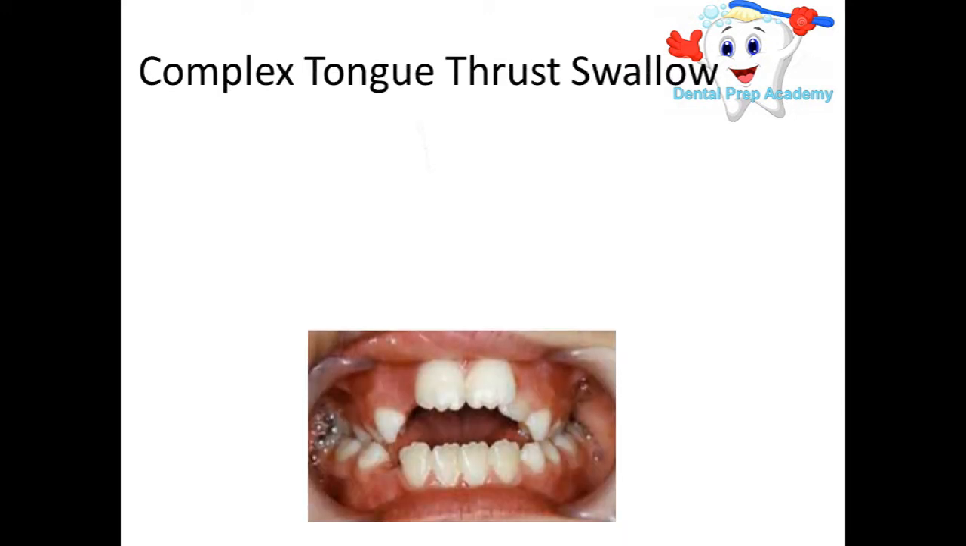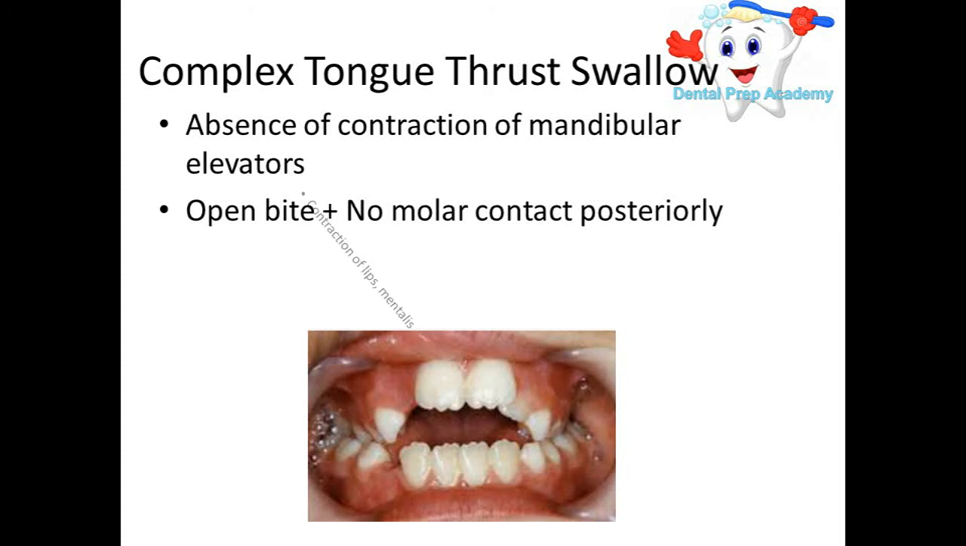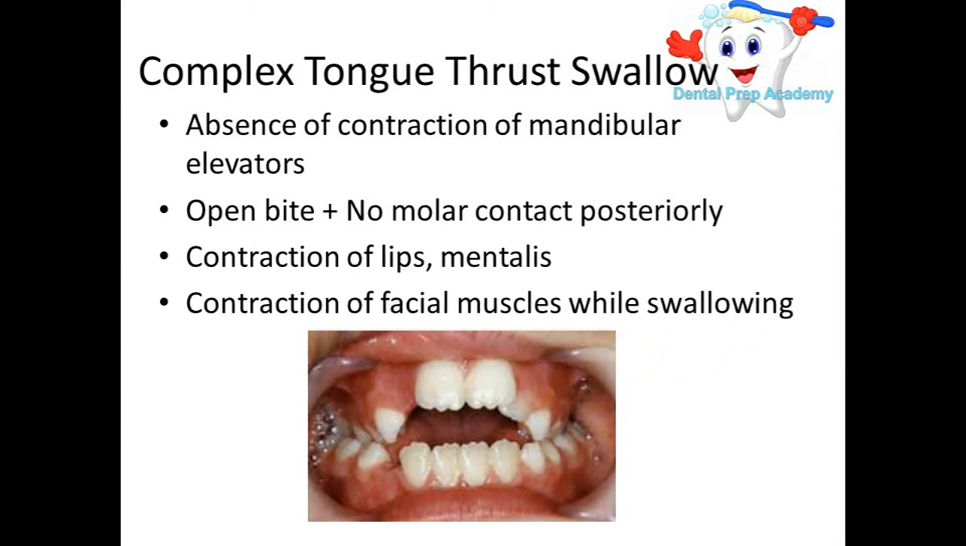After simple tongue thrust swallow, we have another type of tongue thrust, that is complex tongue thrust swallow. What happens in complex tongue thrust swallow? The teeth have lost their contact even in the posterior. So there is no molar contact whenever the patient is swallowing.